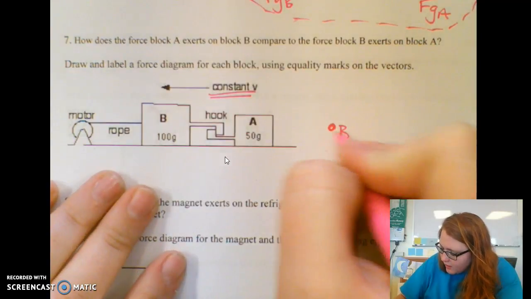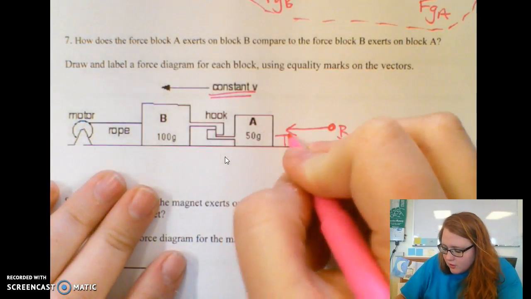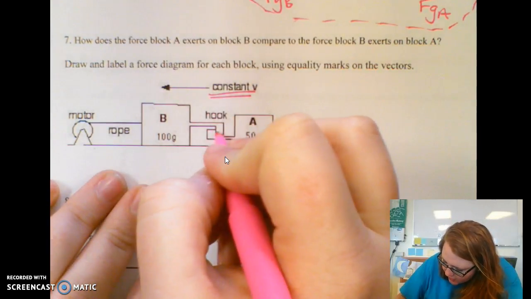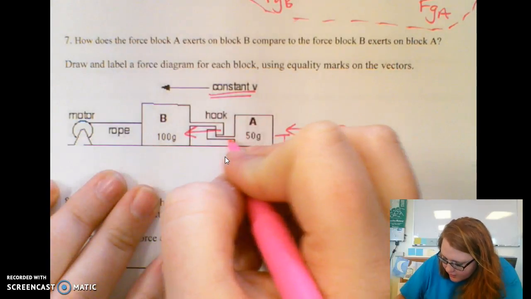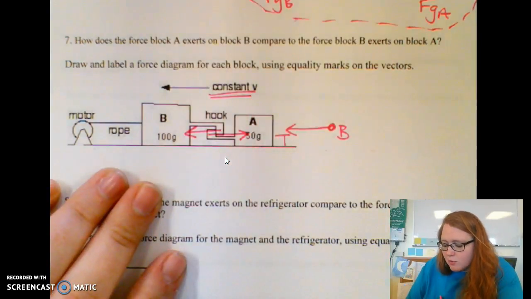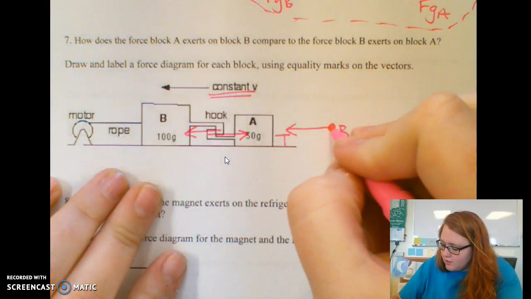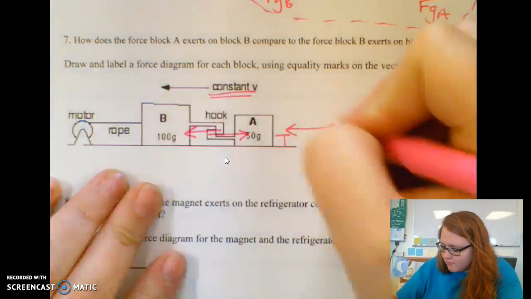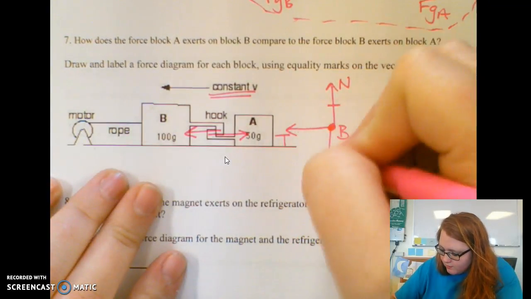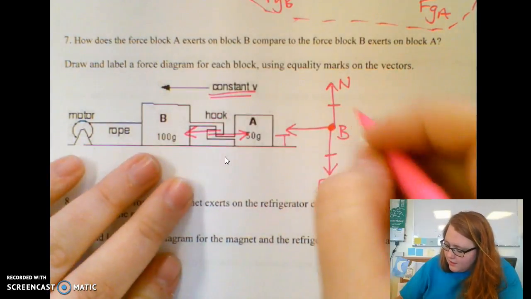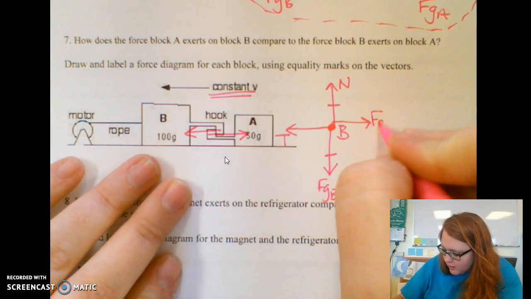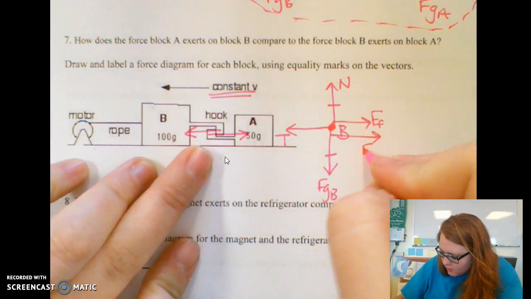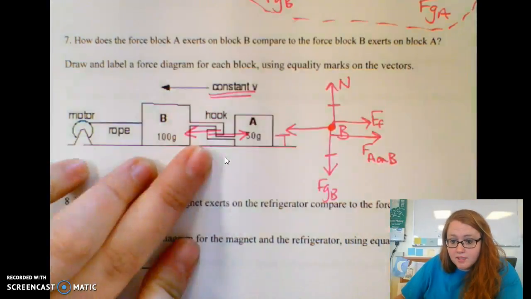If we look at B, the rope is pulling B to the left, so I'm going to call that a tension. Now right here at the hook is where we have an interaction. B is pulling on A, that's our action, so our reaction is that A pulls back on B. So box B has a force of gravity and a normal force. Those are equal to each other. And then there's a force of friction on B, probably to the right. And A pulls back on B. So F of A on B.